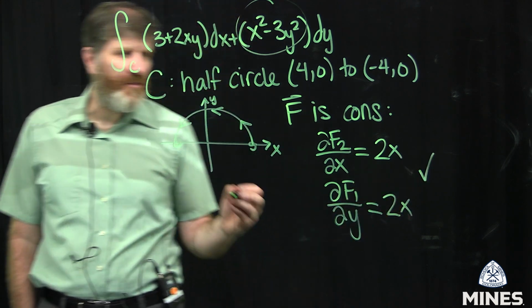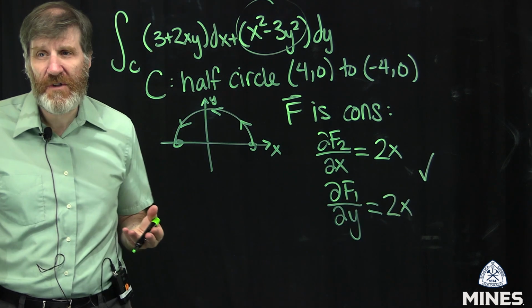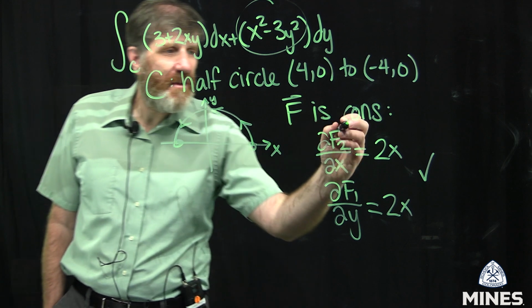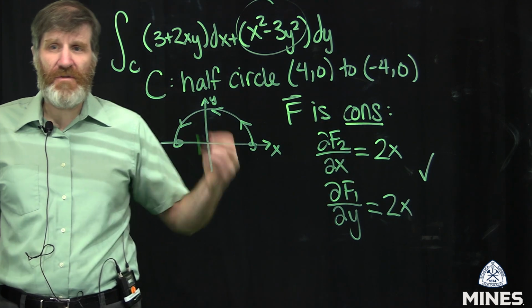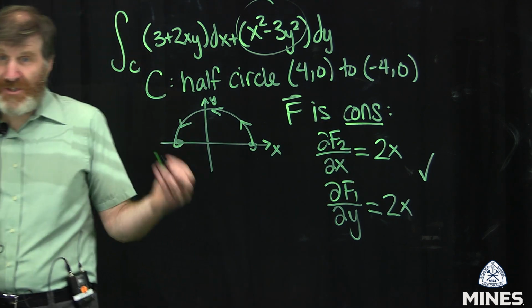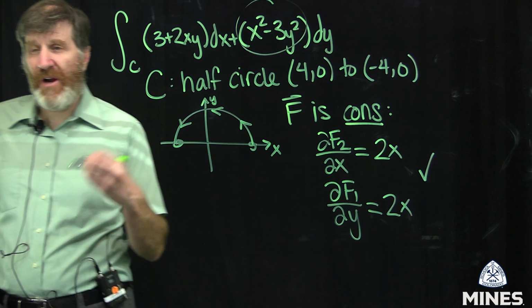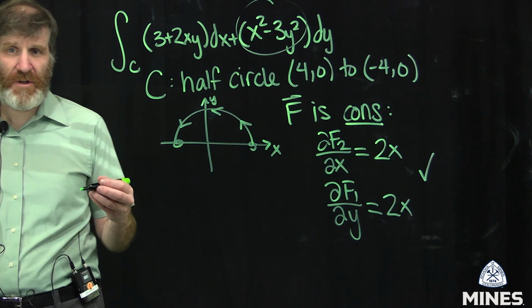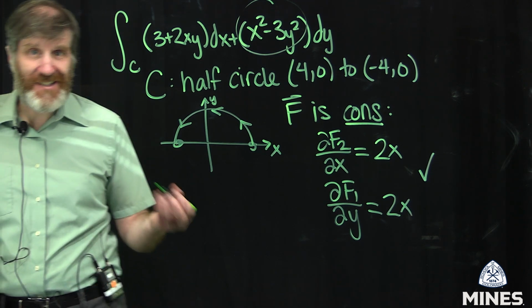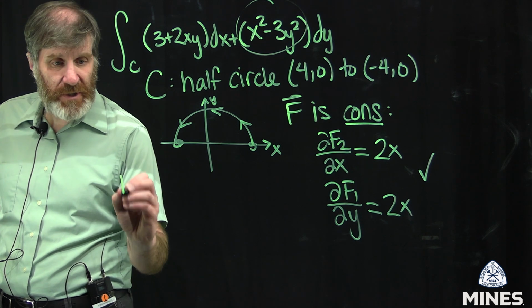And so the difference of those two is 0. That means the curl of this vector field is 0. So the field is conservative. So we do have a conservative vector field. That's great. With a conservative vector field, we don't have to do the integration. We can use the fundamental theorem of line integrals instead. And to do that, we need our potential function.